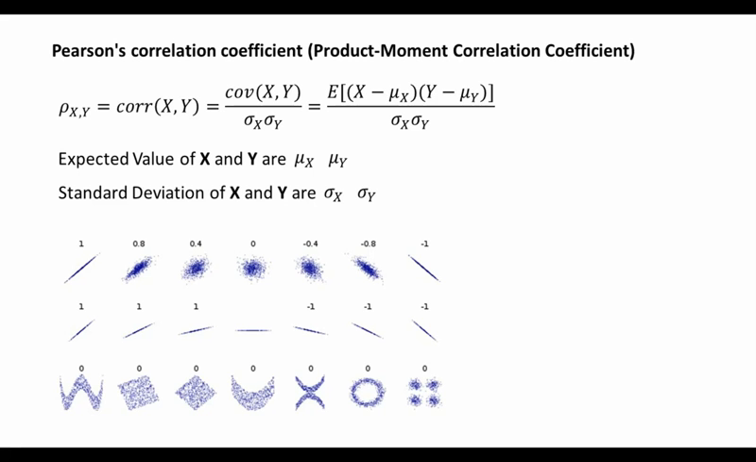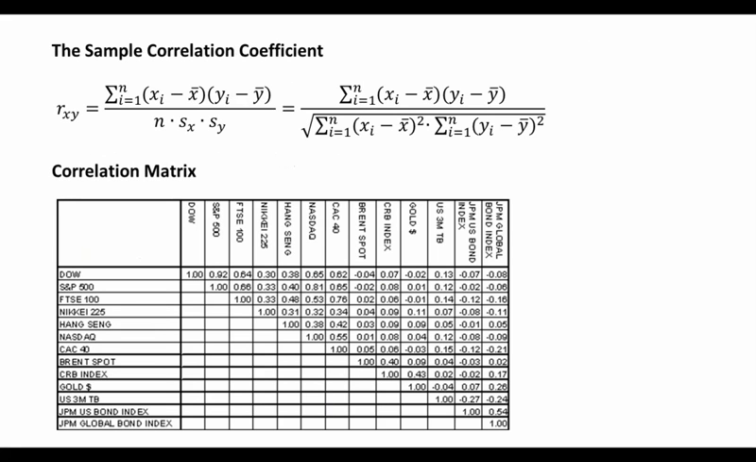If it tends to zero, what does it mean? We can't find any correlation here. Can you see this? Okay, this is some graphics that show you the meaning of 1 to negative 1. So, how to calculate this, how to generate this correlation matrix? This is a question.